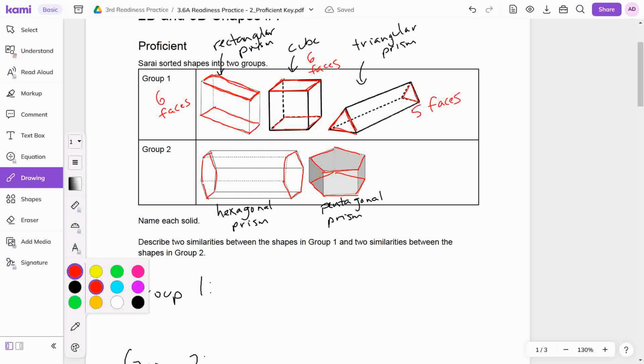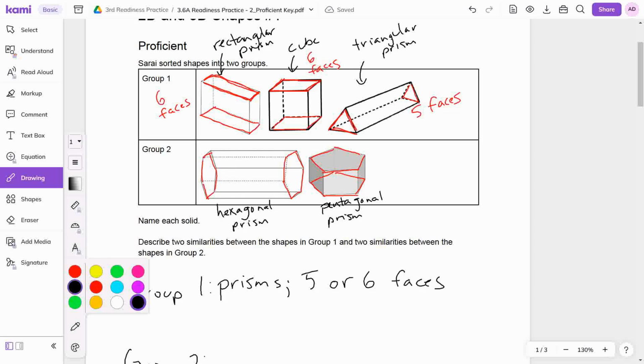So if you want, you can describe this as, first off, you can say they're all prisms. If you wanted to say that, you are correct, right? You could also say they have 5 or 6 faces.